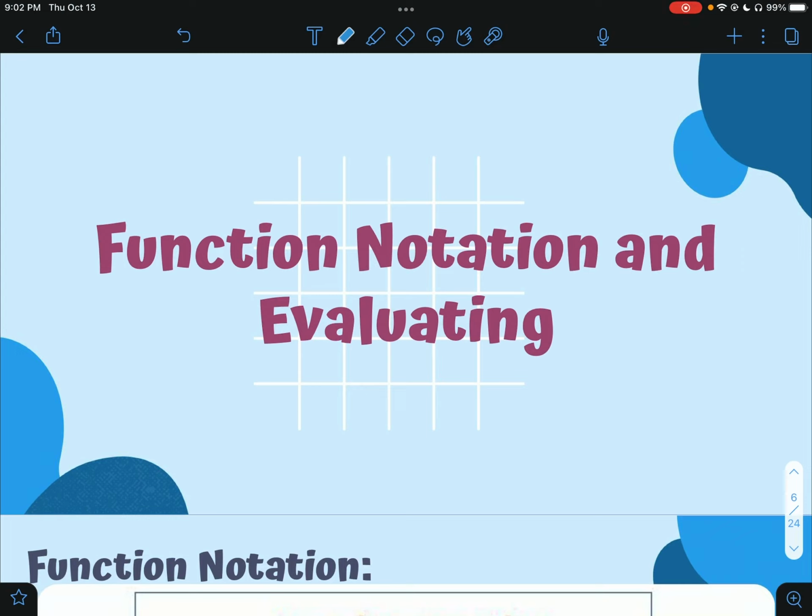When starting the functions unit in 4.1, we briefly talked about that function notation, which you may recognize as this. Now, we also said that this is read f of x. This does not mean multiplying f times x. This means the function of x.